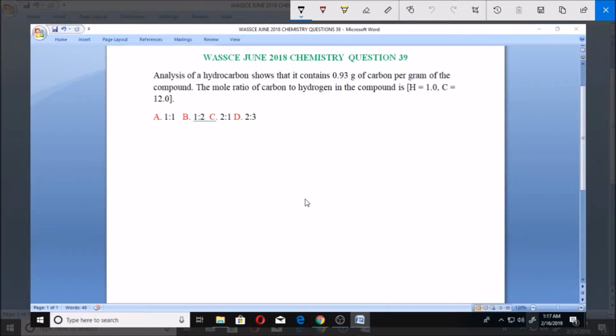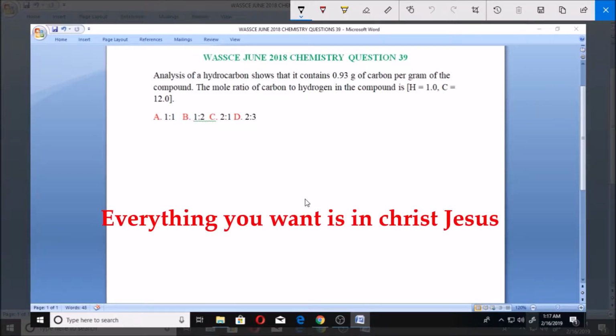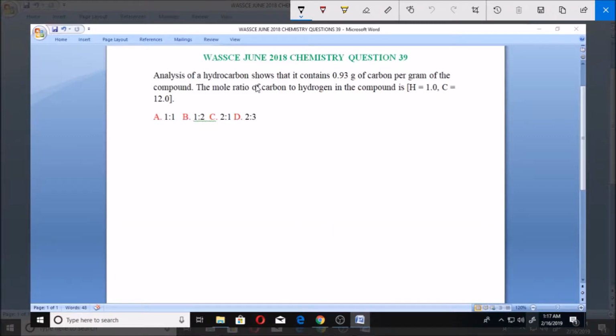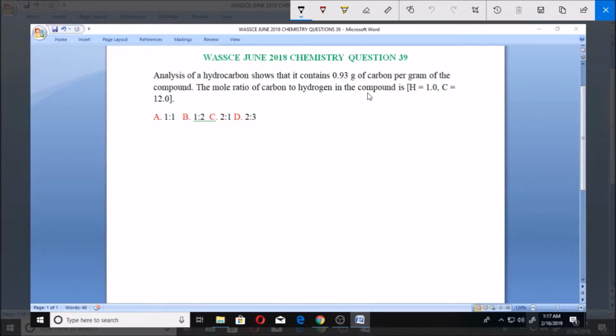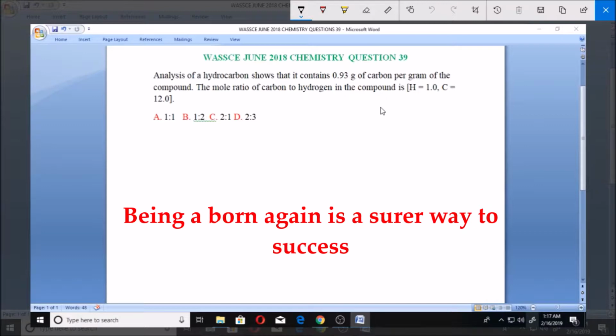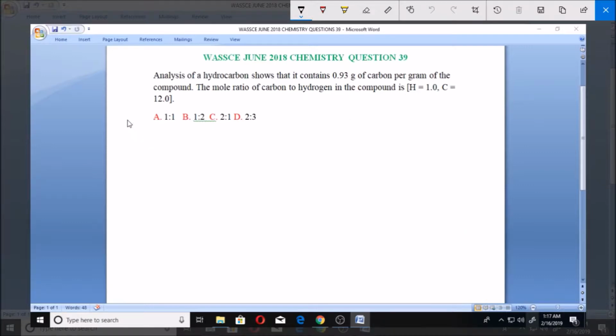Let's look at question number 39 for WAEC Chemistry 2018. Analysis of a hydrocarbon shows that it contains 0.93 gram of carbon per gram of the compound. The mole ratio of carbon to hydrogen in the compound is, given that H is equal to 1.0 and C is equal to 12. Option A, 1:1, B, 1:2, C, 2:1, D, 2:3.